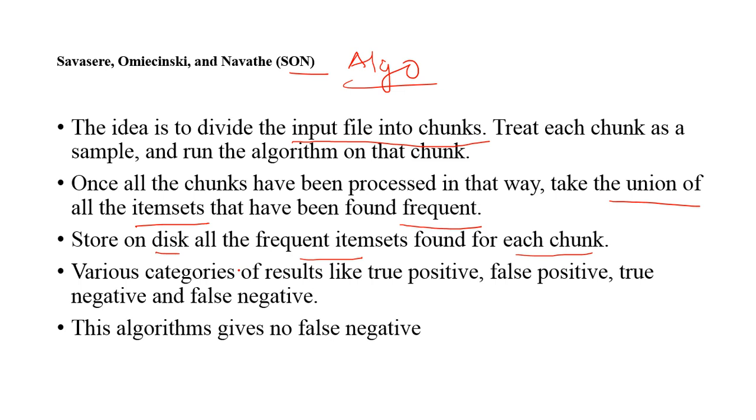And there are various categories of results. I think many of you are doing or did ML related or deep learning related algorithms, and there you find out the categories of results, that is a true positive, false positive, true negative, and false negative. So I request you to go through those various categories, what exactly the meaning of this. Okay, so true positive, false positive, true negative, and false negative.